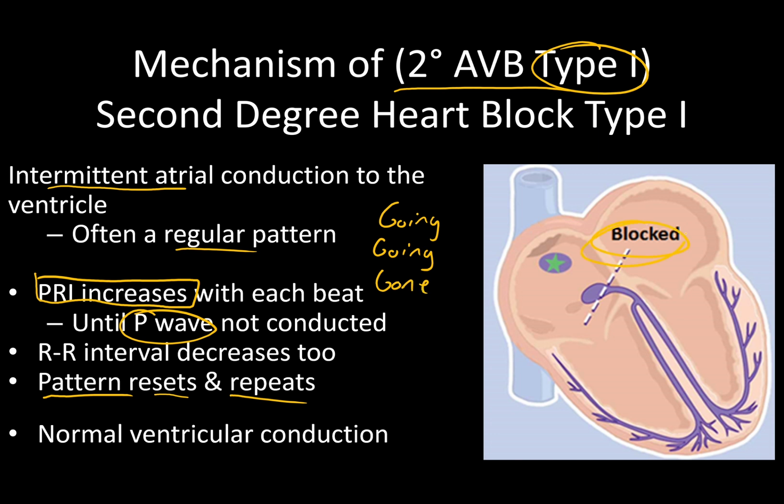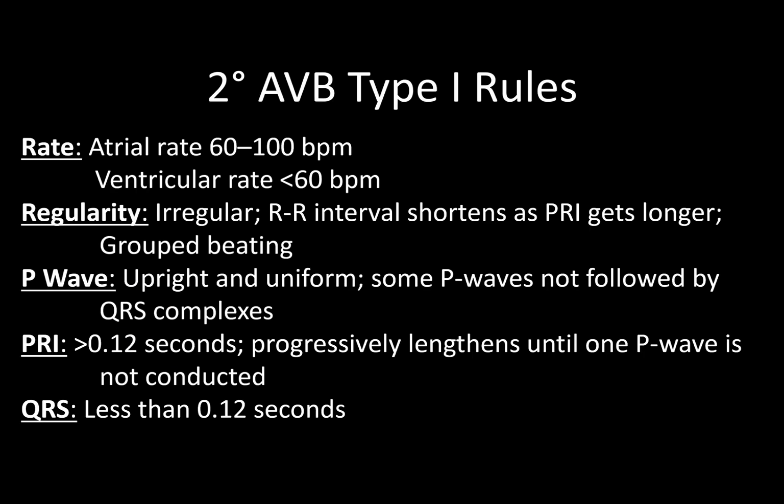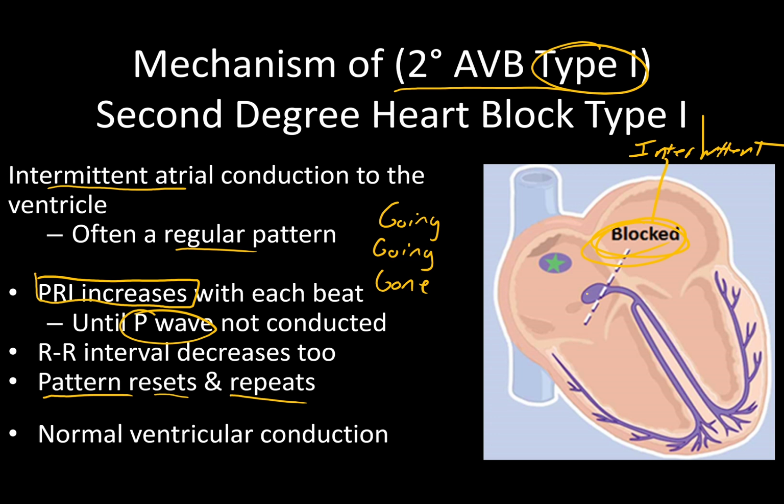The block is, of course, right here, and it is intermittent. And so you should have your normal sinus beats, just occasionally some don't go through. Your QRS should be perfectly normal, though. There shouldn't be any problems there.